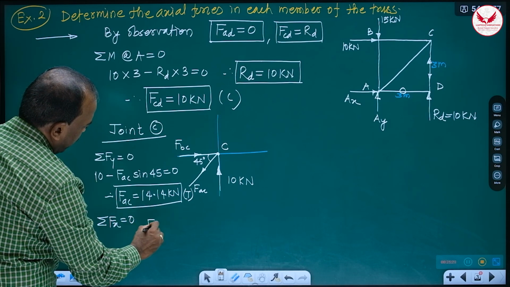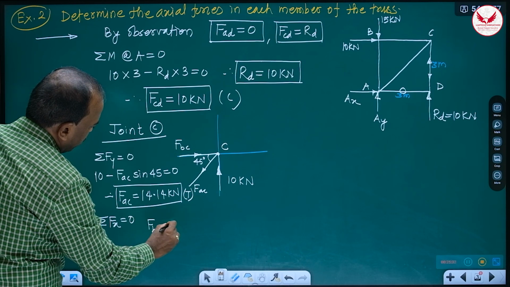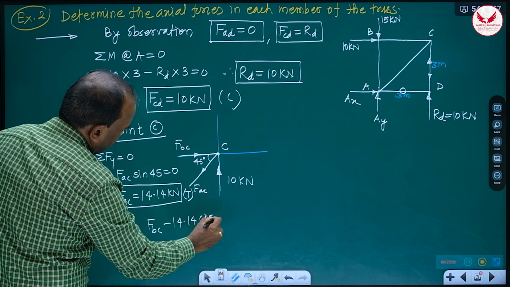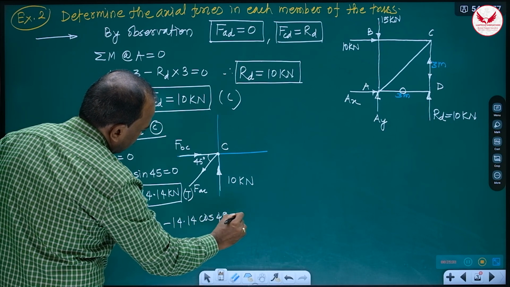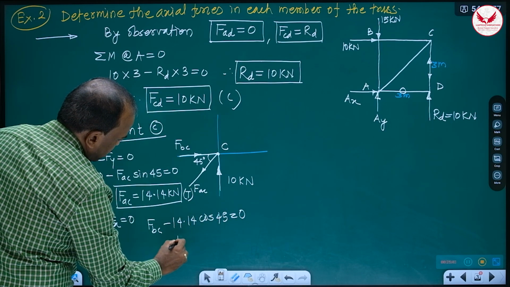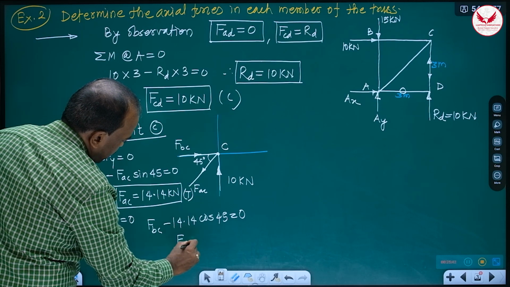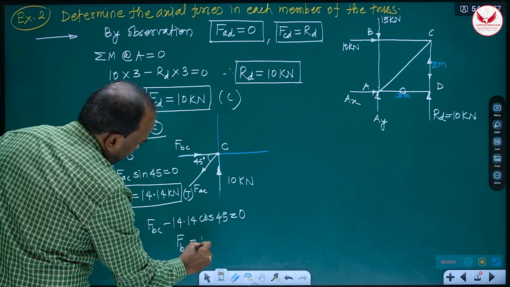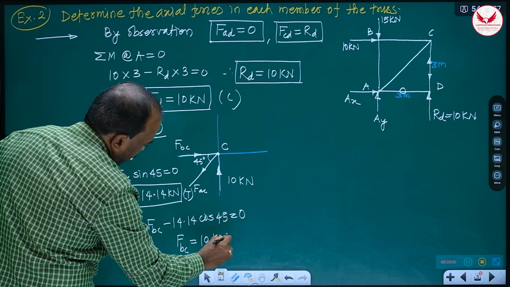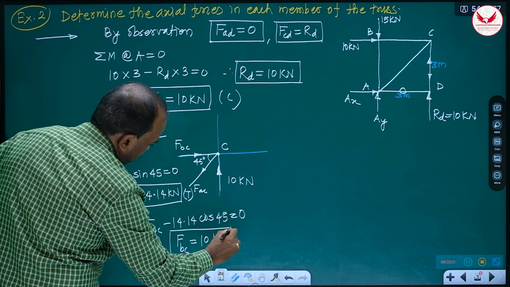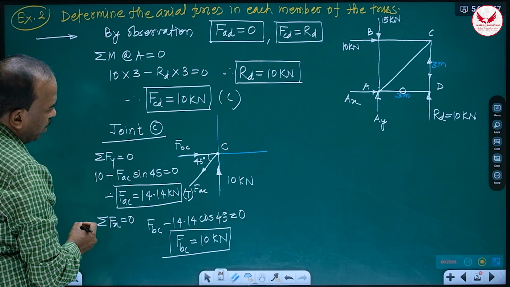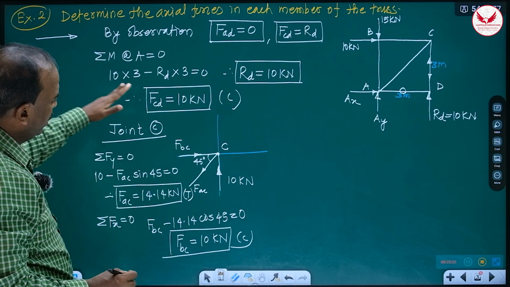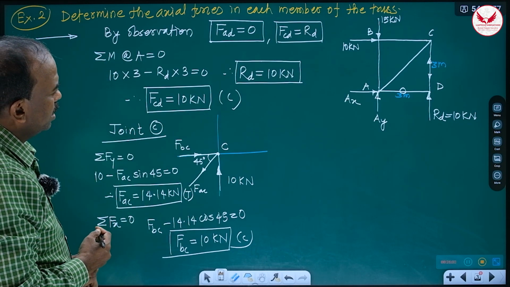That FBC, it is towards right, minus 14.14 cos 45. This 10 will not be in picture. And from this, we'll get FBC is equal to 14.14 cos 45, it is 10 only. 10 kilonewton. And this member, BC, it is compressive. Means out of 5 answers, easily we got 4 answers.